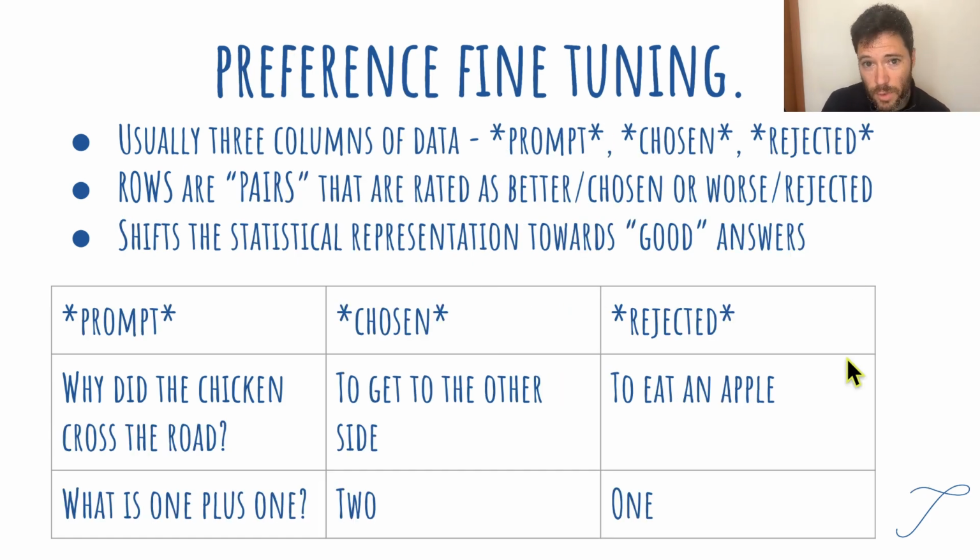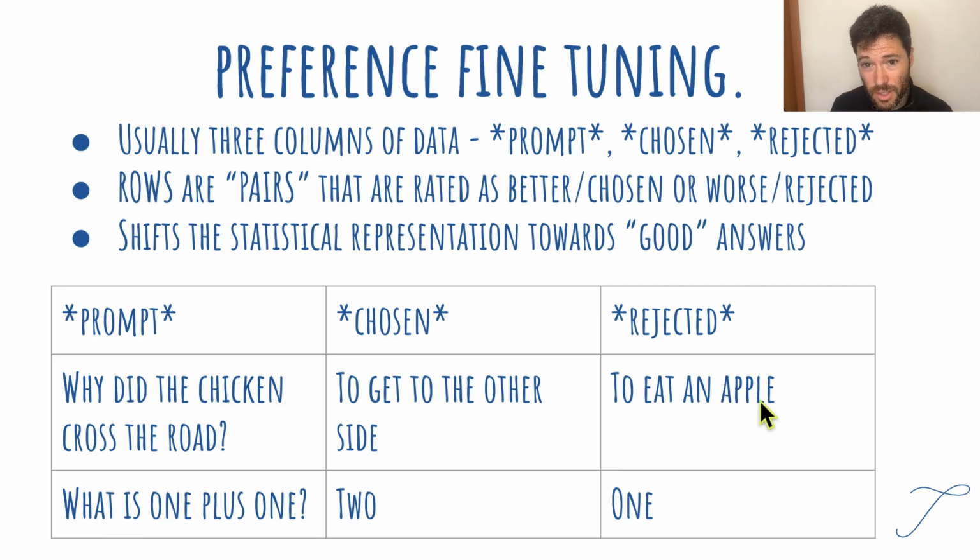Here's where we get to preference fine-tuning, which is the same in terms of goal as reinforcement learning. It's trying to teach the model which answers are good versus which answers are bad. And this is done by having 3 columns of data, but you can also think of it as pairs. The idea is to have a set of prompts, say again, why did the chicken cross the road? But now instead of having 2 answers, have a chosen one, which is the preferred one, and a rejected one. So here the chosen one might be to get to the other side, and a rejected one, because it doesn't follow the joke, is to eat an apple.